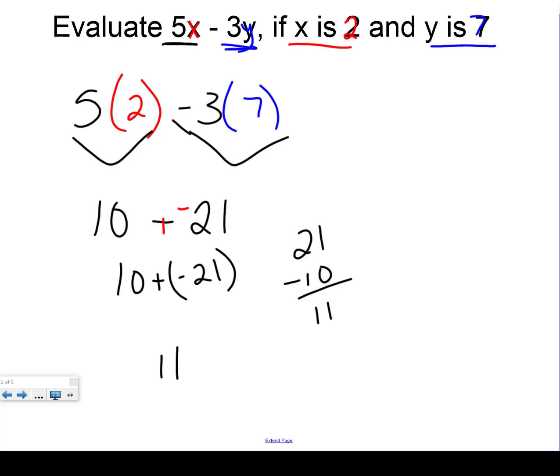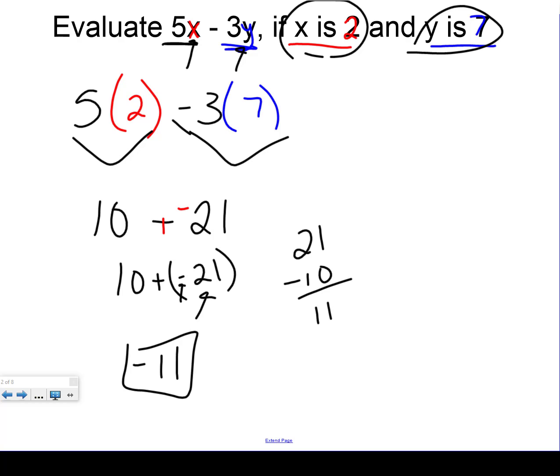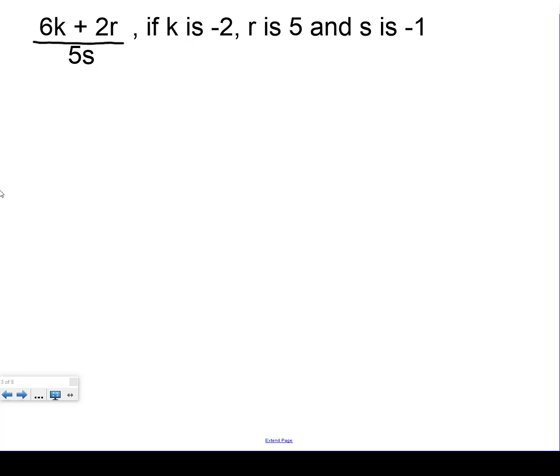So I'm going to take the sign of the bigger number. The bigger number was 21. It was negative, so it's negative 11. So we're doing the same thing that we did in the previous lesson, in 9.4 lesson, but we're just substituting in. Now we're given variables or letters in the problem, and we're going to take out those variables and we're going to put in these numbers and solve. So we're just going to do a few to make sure you get the hang of it.